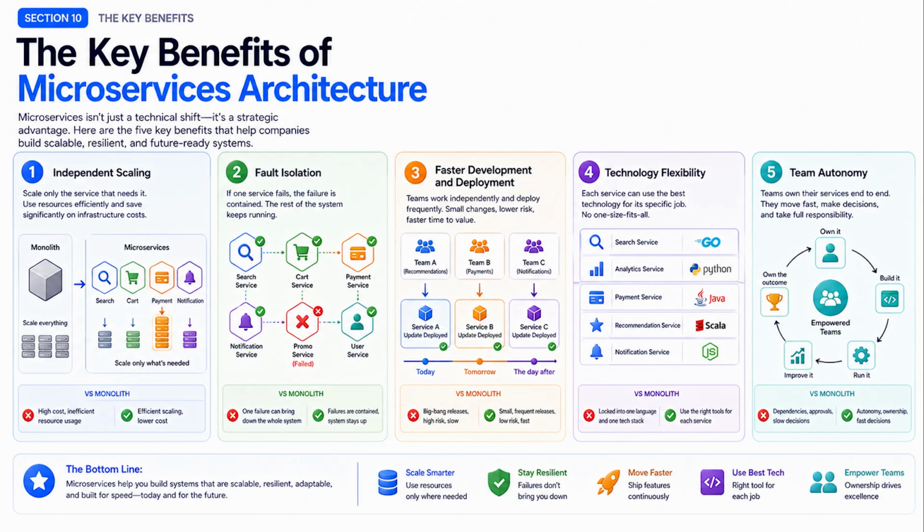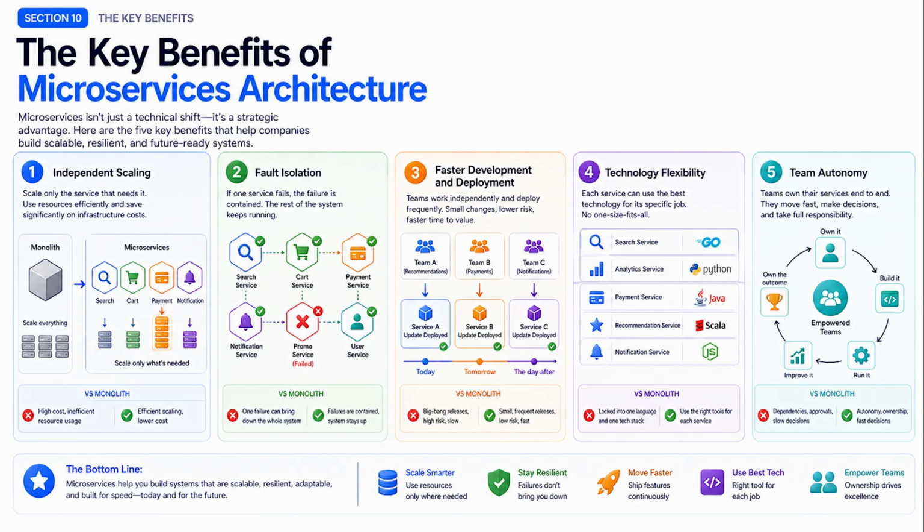The fourth benefit is technology flexibility. In a monolith, everyone is locked into the same programming language and the same technical tools. With microservices, each service can be built with whatever technology is best suited for its specific job. A service that requires very fast mathematical calculations might be written in one language, while a service that handles database queries might use a completely different one.